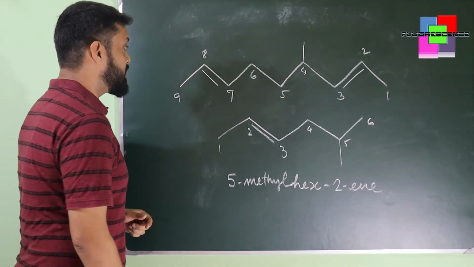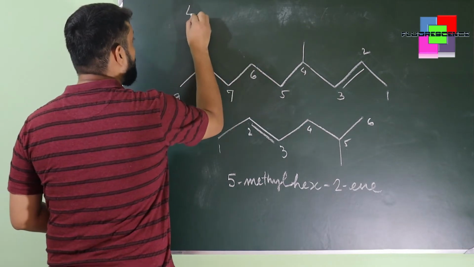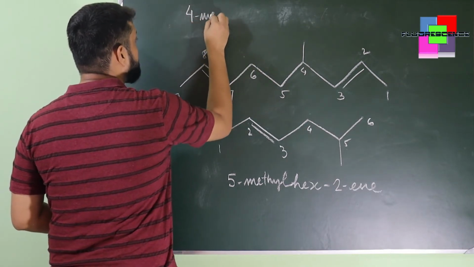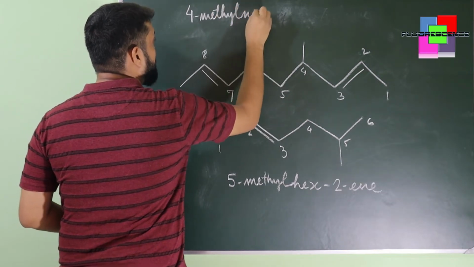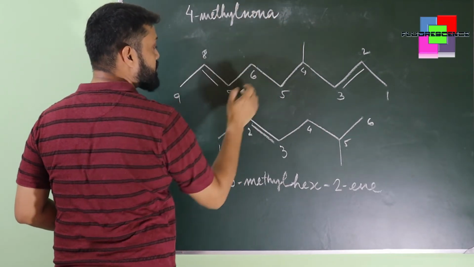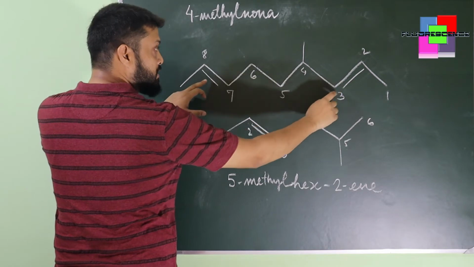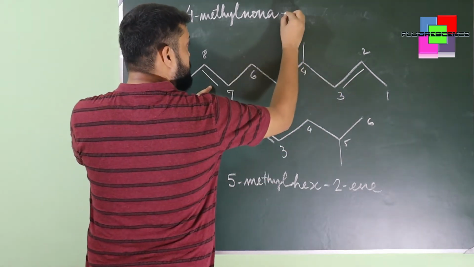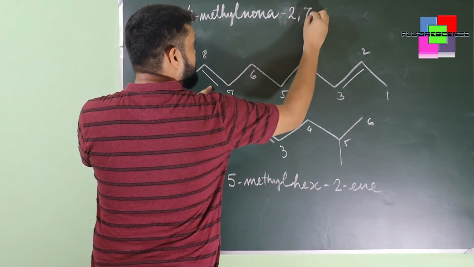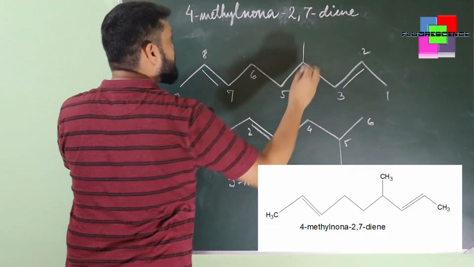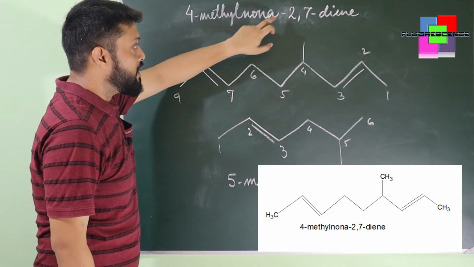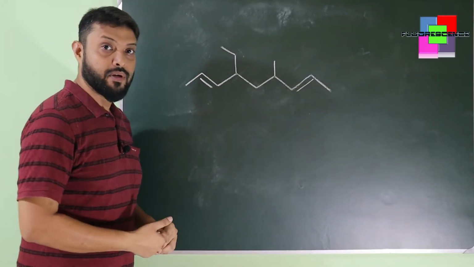So name of this compound becomes 4-methyl nona, because there are two triple bonds, so nona 2,7 diyne. 4-methylnona-2,7-diyne.